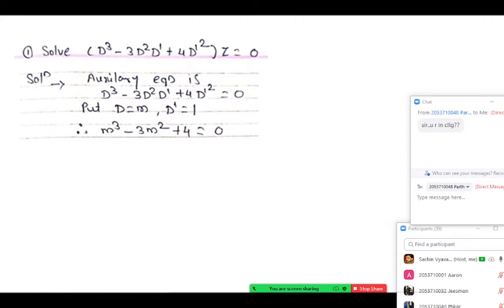So if you replace D equal to m and D dash equal to 1, you will observe it is m cube minus 3m square plus 4 equal to 0. This is our auxiliary equation. This is the algebraic equation in m. So find out the roots of this cubic equation. We will get three roots there.